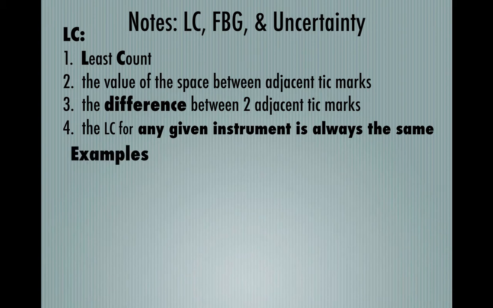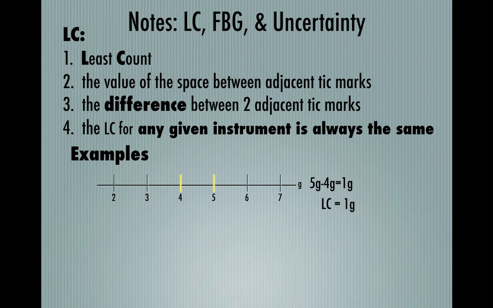All right, so here's an example. Here is a scale. It's in grams, and you can see that the lines are numbered 2, 3, 4, 5. And so 4 and 5 are adjacent tick marks. If you subtract them, you get 1 gram, and so the least count of that scale is 1 gram. Pretty straightforward. Gets a little trickier when you get into decimals.